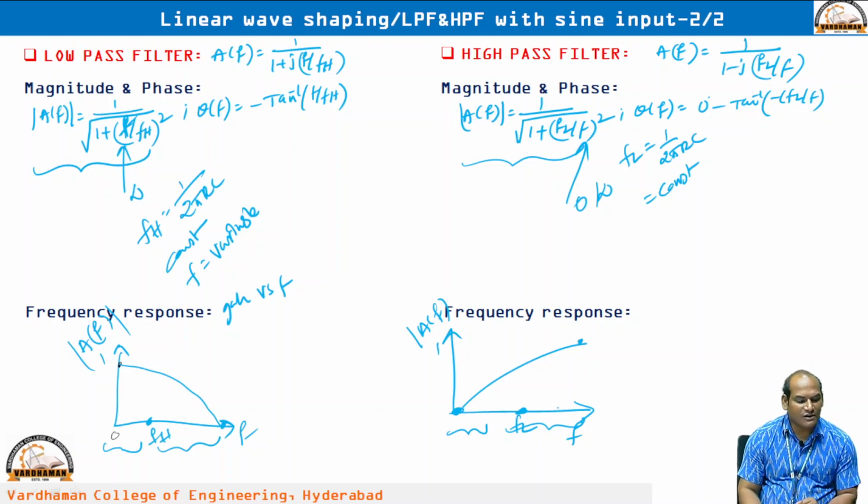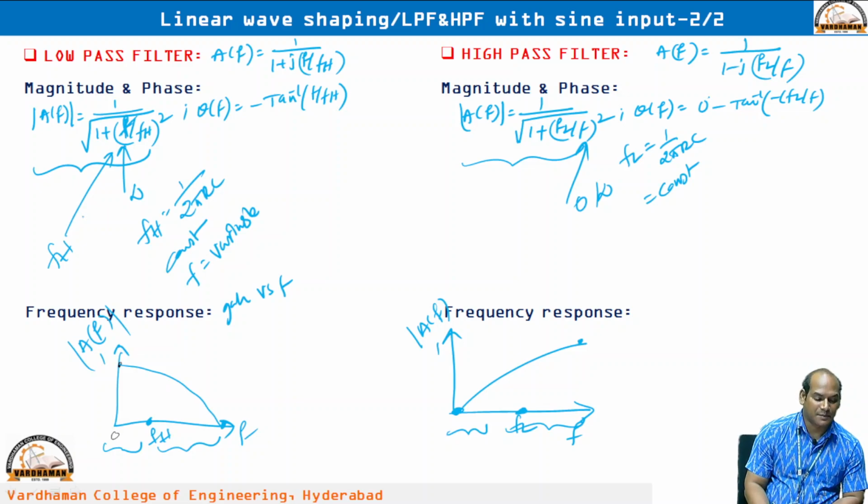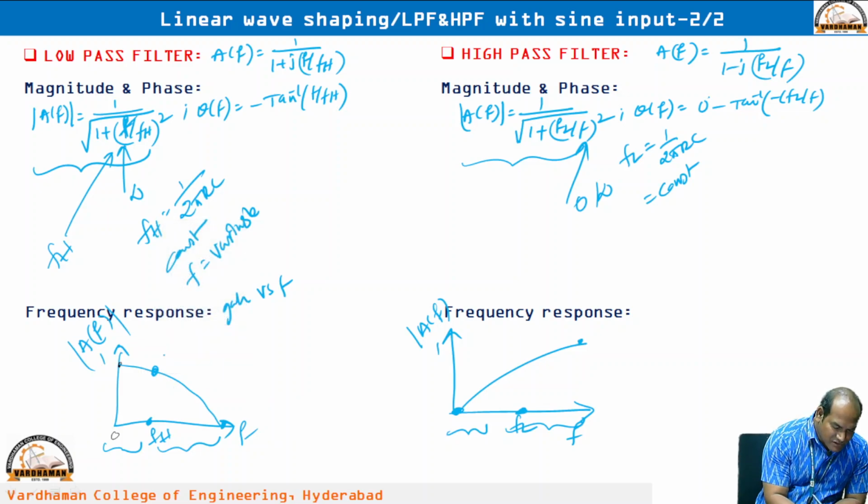If you observe very carefully, if you substitute here in place of f, if you substitute fH, what will happen? fH by fH is 1, 1 square is 1, 1 plus 1 is 2, root 2 is there, 1 by root 2 you are getting. 1 by root 2 value is equal to 0.707. So, when f is equal to fH exactly, then the gain will become 0.707.